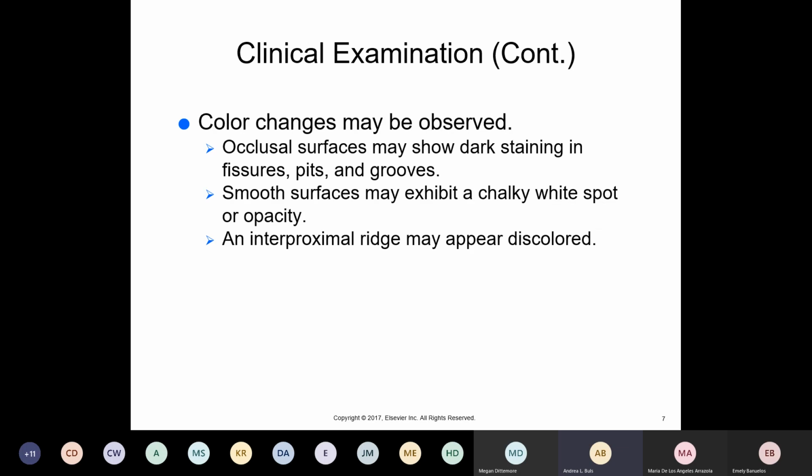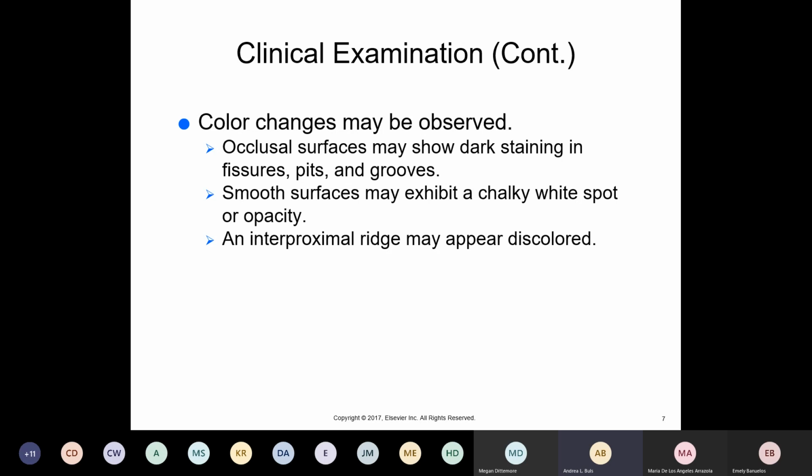Like I said, color changes can be observed. Sometimes the occlusal surfaces can show dark staining in the fissures and pits. However, I will tell you, when I started working as a hygienist, I worked for a doctor, and he put a grocery list notepad, the long skinny notepads, by our chair with a pen. And he wanted me to note every single dark groove, dark pit, anything on the tooth, and he wanted to fill every single one of those.